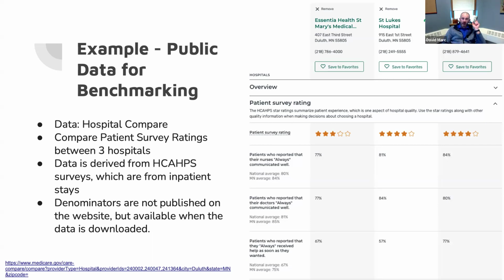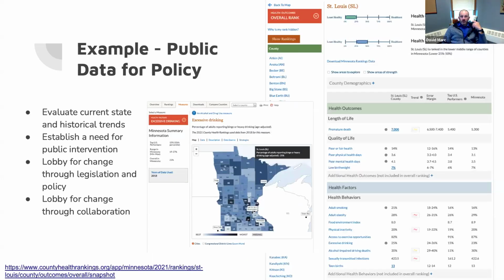So that's just an example of one small use case of a type of data that can be accessed, and other hospitals can use that for benchmarking their performance based off of the performance of other hospitals. There's also public data that can be used for policy.